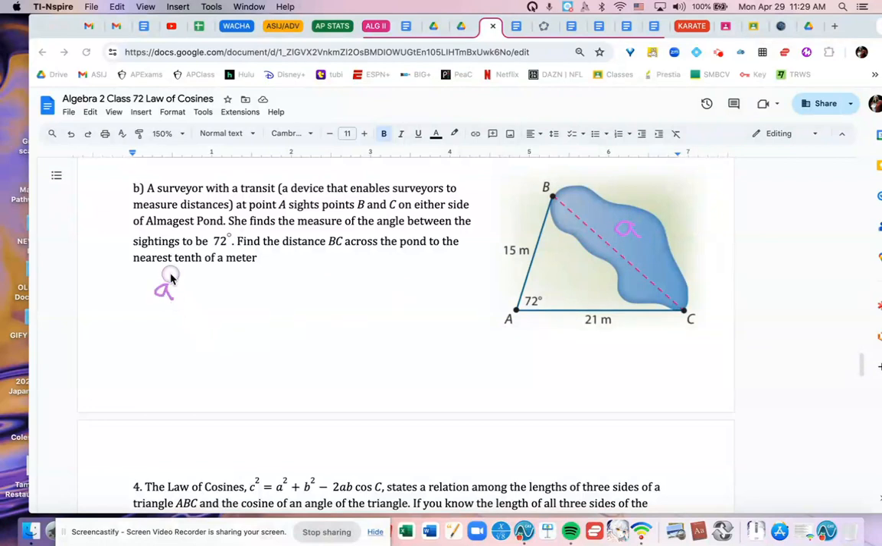Okay, so I'm just going to say A squared. Remember, it starts to look like Pythagorean theorem to start off with. 15 squared plus 21 squared. And please do yourself a favor and never assume you have a right triangle from this point on. You never have a right triangle unless you are told that you have a right triangle. Okay, so I got B and C, and then 2 times B times C, and then times the cosine of 72 degrees.